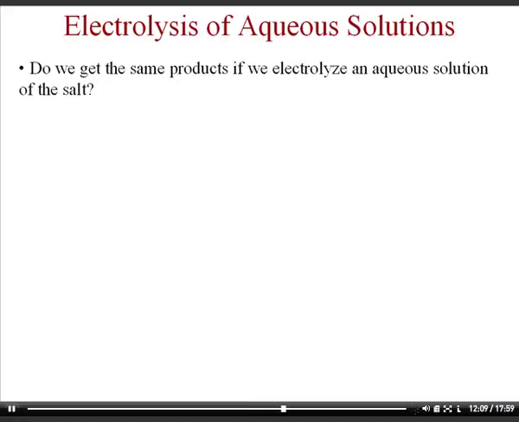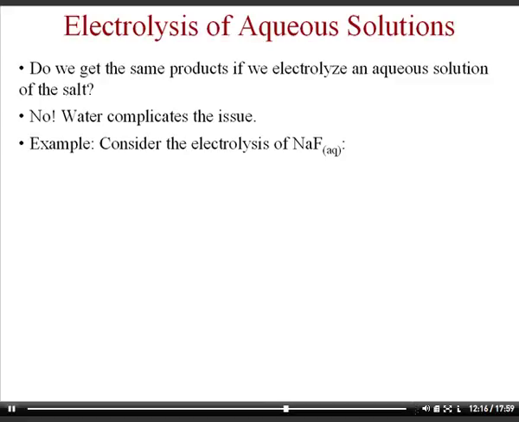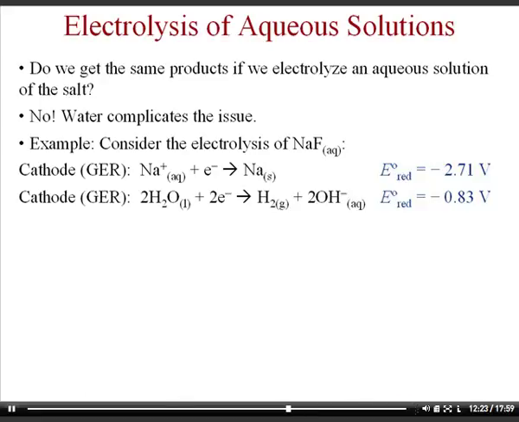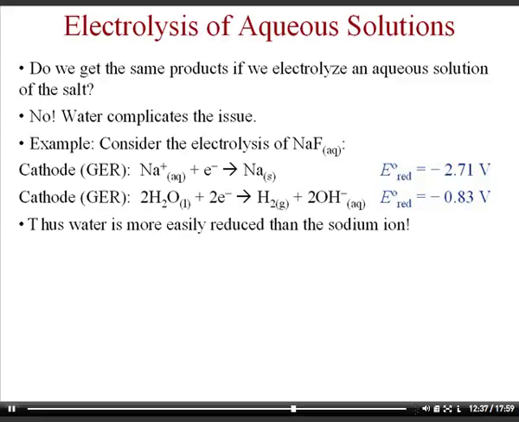Now, the electrolysis of aqueous solutions is slightly different. Do you get the same product if you electrolyze an aqueous solution of salts? Well, the answer is no, because water complicates the issue. So we're going to consider the electrolysis of an aqueous solution of sodium fluoride. If you look at the cathode reaction for sodium ions and the cathode reaction for water, you can see that water has a more positive reduction potential, which means water would rather be reduced than sodium ions if they're next to each other. So water is more easily reduced, and that's going to produce hydrogen.